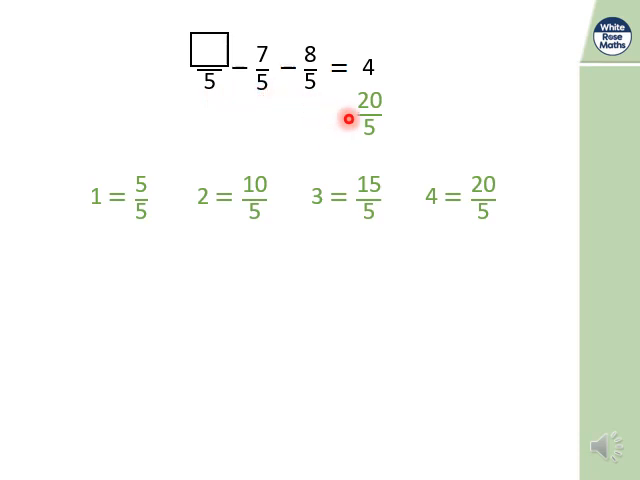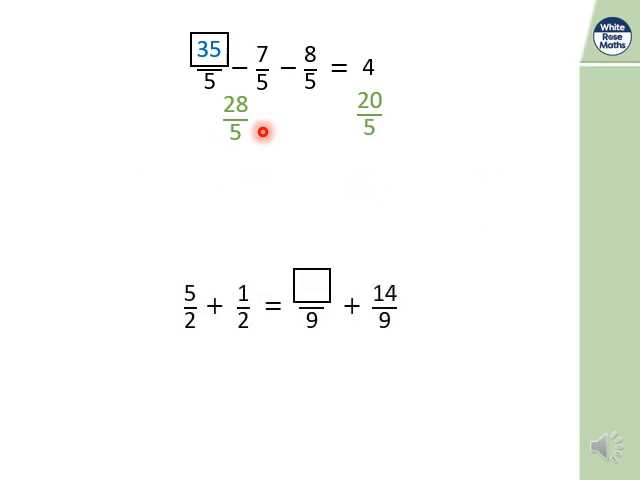What could that missing number now be? What would you do to find that missing number? I'll give you 10 seconds to have a think. Let's have a look and see. Well, we should have done our 20 fifths, add our 8 fifths to give us 28 fifths, and then 28 fifths, add our 7 fifths to give us 35 fifths. Our answer was 35 fifths.